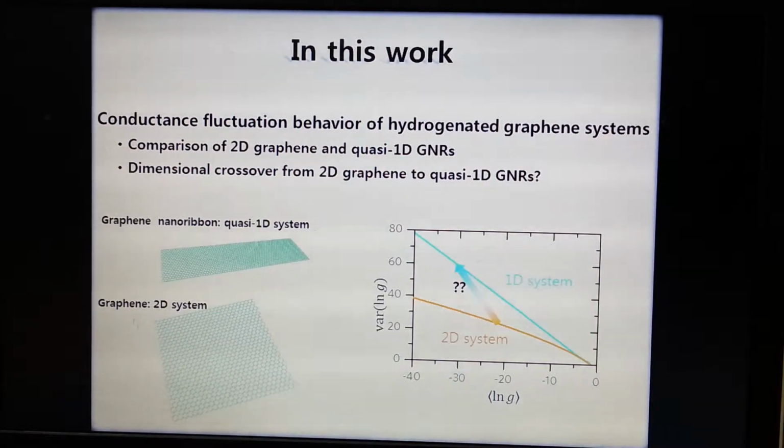So far, most studies have focused on 2D and 1D systems individually. The motivation for this work came from a very simple question: what will happen when the dimensionality of the system changes from 2D to 1D? So in this work, we investigated the crossover from 2D to 1D with the hydrogenated graphene system. We first studied the 1D and 2D systems separately, and then we considered the dimensional transition behavior.